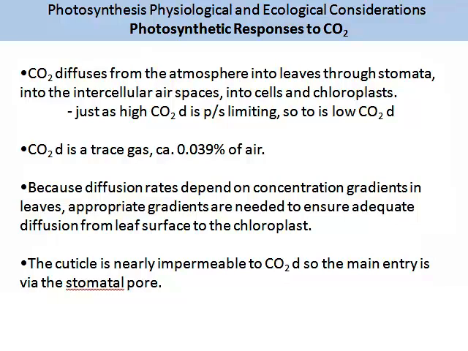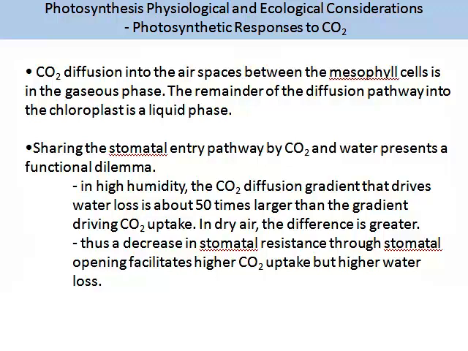Because diffusion rates depend on the concentration gradients in leaves, appropriate gradients are needed to ensure adequate diffusion from the leaf surface to the chloroplast. The cuticle is nearly impermeable to carbon dioxide diffusion, so the main entry is via the stomatal pore. CO2 diffusion into the air spaces between the mesophyll cells is in the gaseous phase, while the remainder of the diffusion pathway into the chloroplast is in the liquid phase.